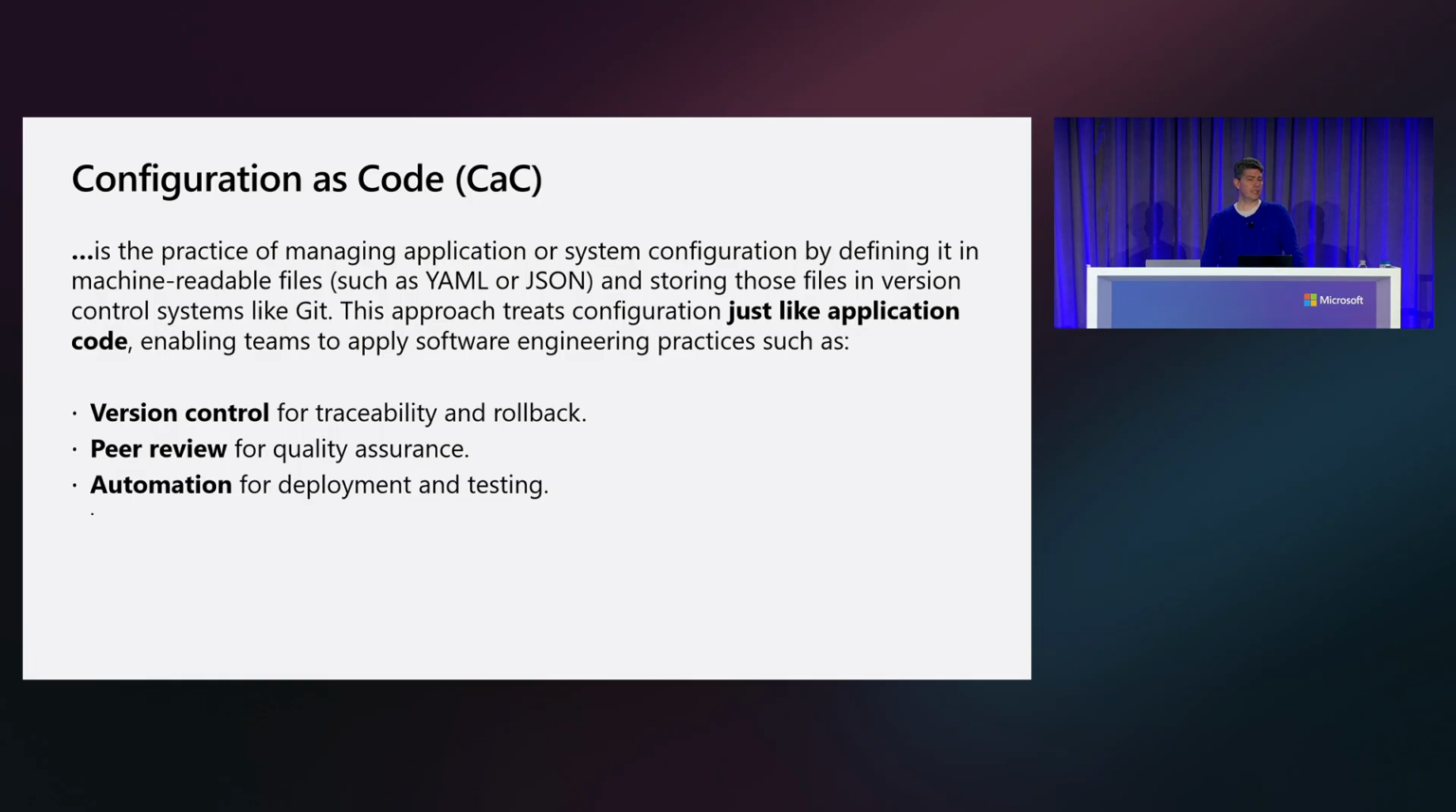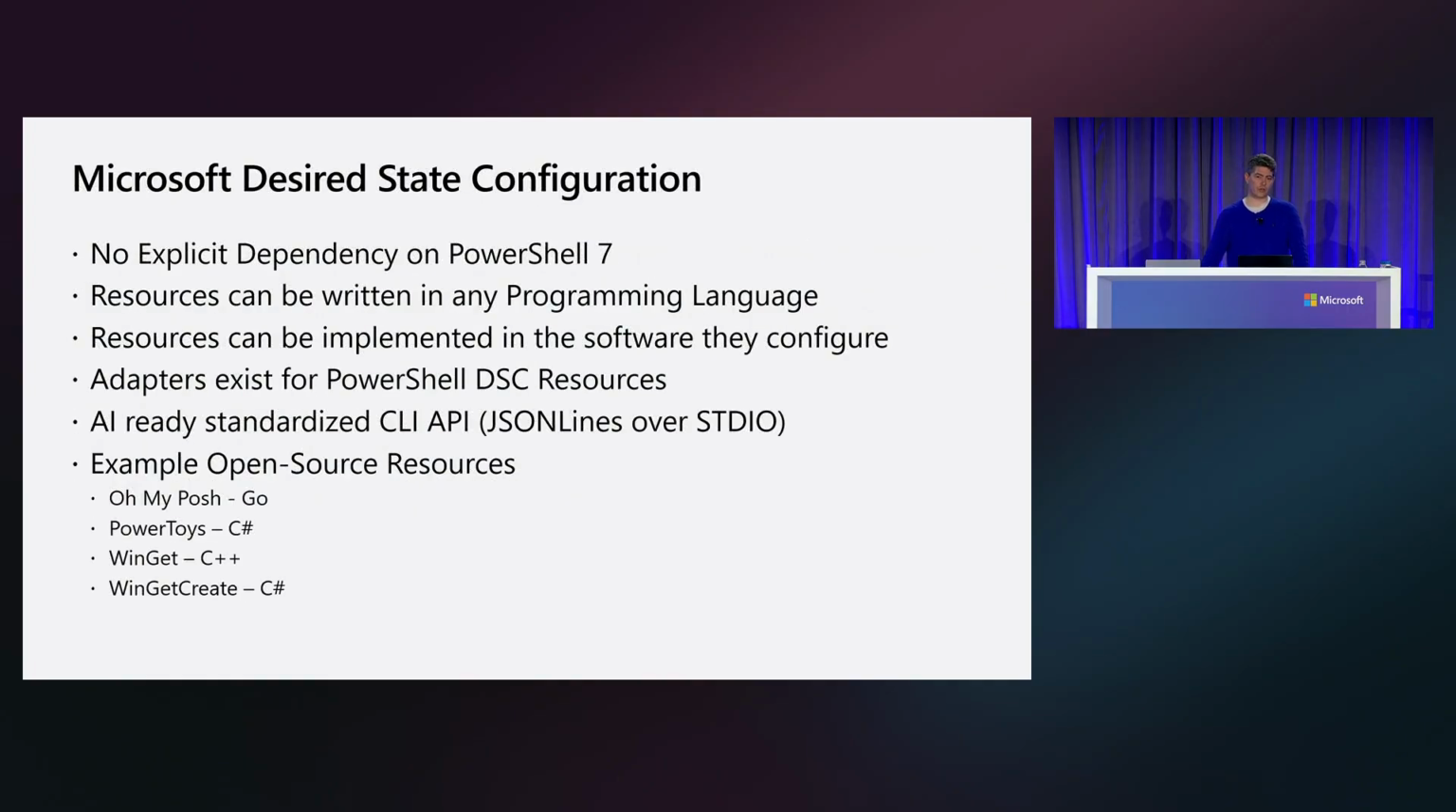The new things that were released with Microsoft Desired State Configuration, which is different from PowerShell Desired State Configuration, is we no longer have that explicit dependency on PowerShell and you having to build the resources, the things that change configuration, in C#. You can now build them in any programming language, it doesn't matter what. It's essentially handling JSON lines over standard I/O. JSON lines is not quite the same thing as JSON. It's a compressed format, not really human readable, but you can make it pretty by controlling the output.